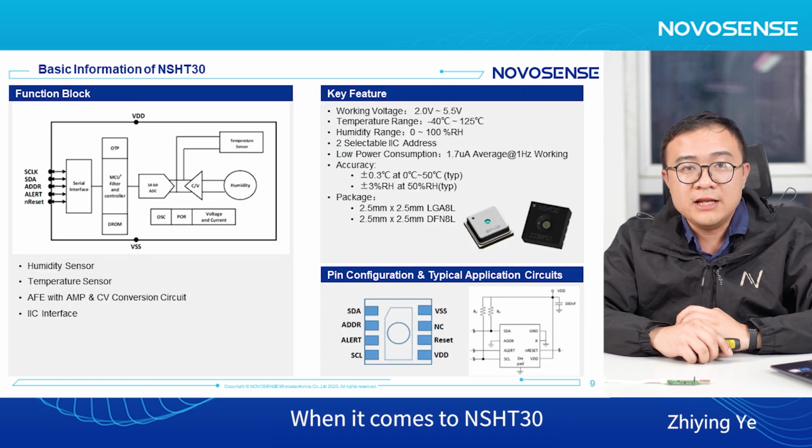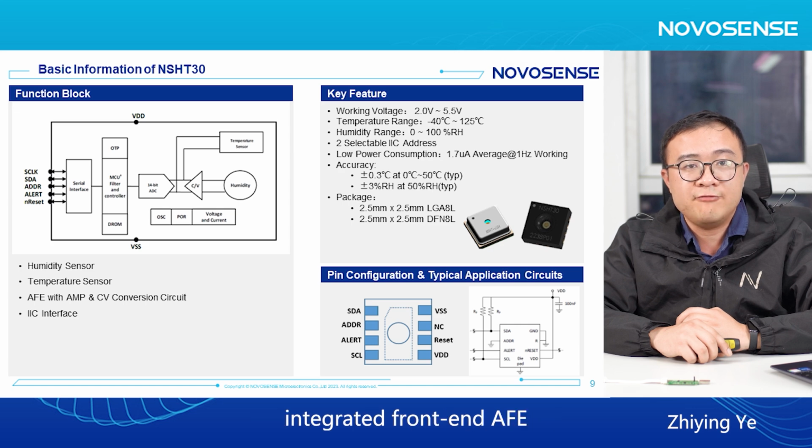When it comes to NSHT30, functionally, it integrates temperature and humidity sensing. From the perspective of functional block, it has a sensing unit comprising a temperature sensing element and a humidity sensing element, and an integrated front-end AFE, which performs amplification and linear processing of signals. Furthermore, it integrates a high-speed IIC communication interface, which outputs the measured data. Its operating voltage range is from 2 volts to 5.5 volts. Its package size is 2.5 by 2.5 millimeters, and two package forms are available, namely LGA and DFN.